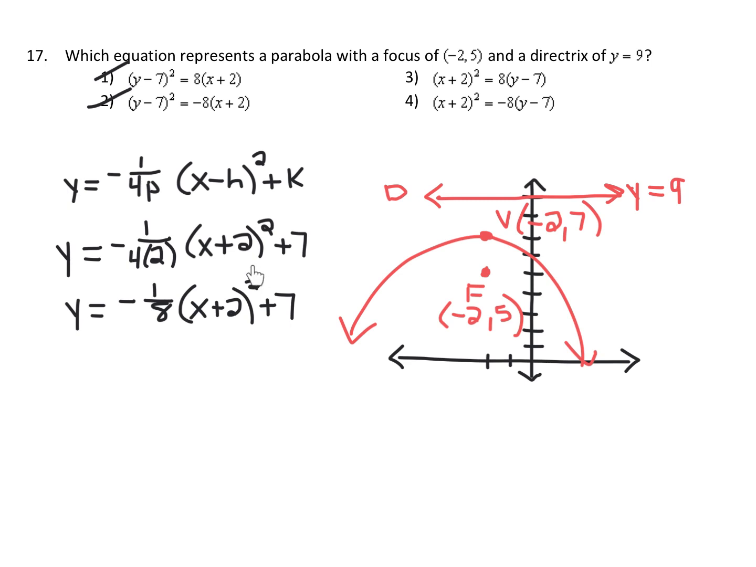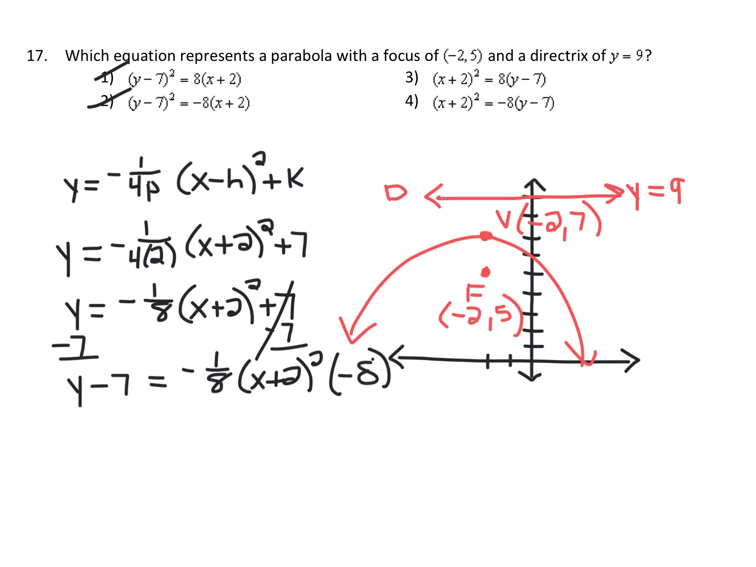All right, so I want to get this x plus 2 squared by itself. So in order to do so, I'm going to first subtract 7 from both sides of the equation. So that leaves me with y minus 7 equals negative 1/8 times x plus 2 squared. And then to get this x plus 2 squared by itself, I'm going to multiply it by the reciprocal of negative 1/8. So negative 8 over 1, which is really just negative 8, right?